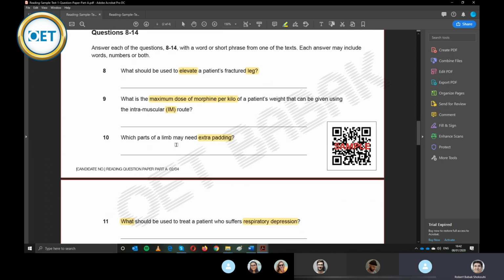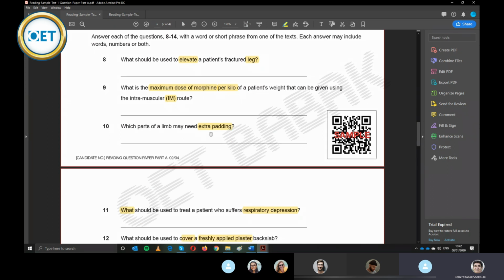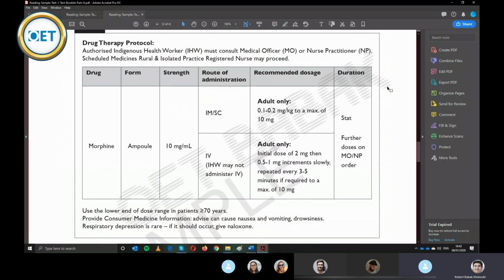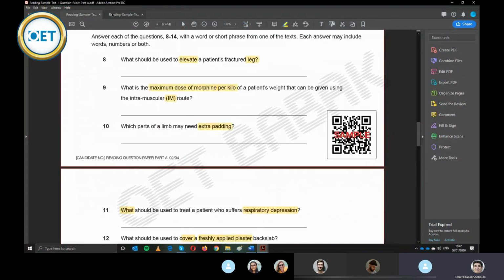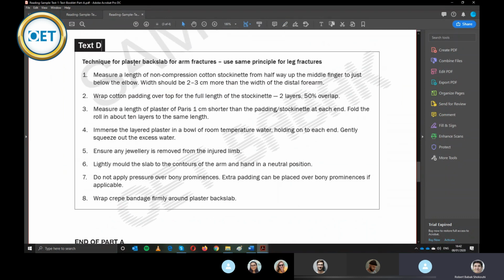So which part of a limb may need extra padding? Where should I look for it? Management. How about here? Plaster. Plaster maybe. Yeah, because when do we use padding? When we plaster. So quickly scan for extra padding, okay? Extra padding. There, so over bony prominences, okay? So we say bony prominences.